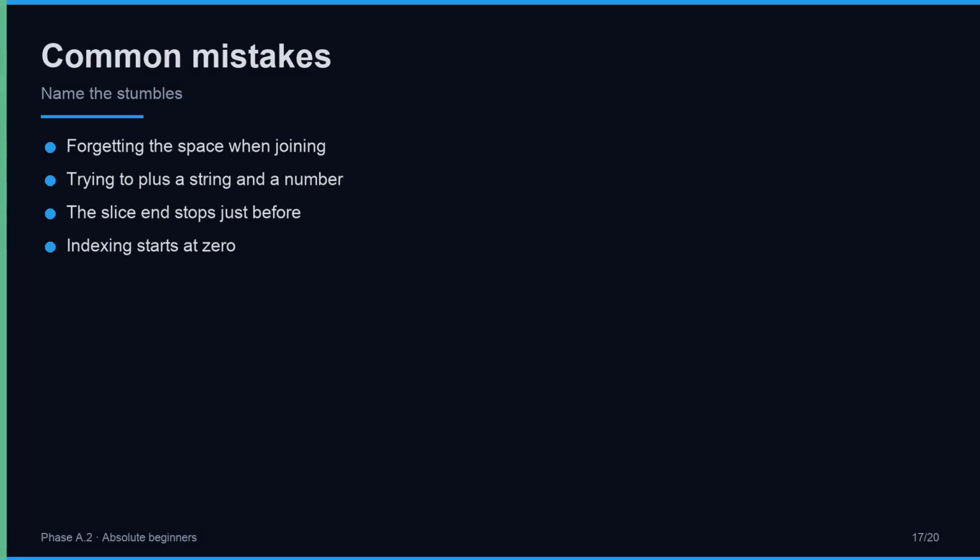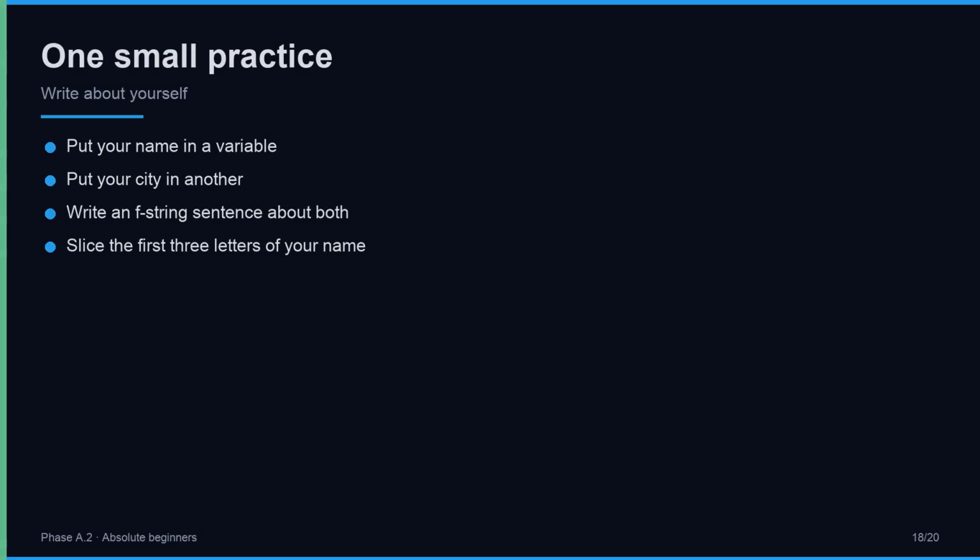Forgetting the space when joining, so two words mashed together. Trying to plus a string and a number without converting. Mixing up the slice's end position, thinking it includes the last character when it stops just before. And forgetting that indexing starts at 0. None of these are failures, they are the usual stumbles, and naming them now makes them easier to spot later. Name the stumbles. One small practice.